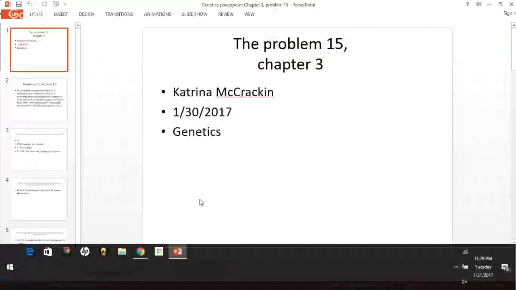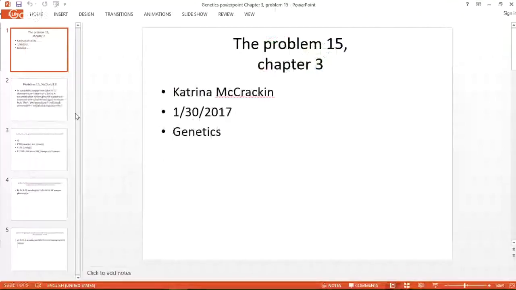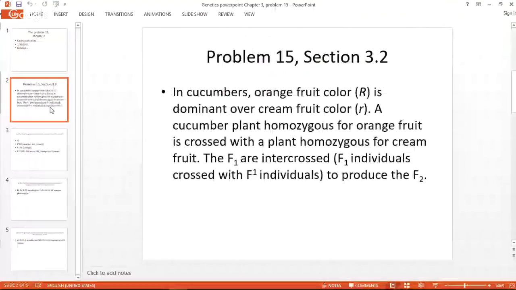Okay, I will be presenting problem 15 for chapter 3, section 3.2. In cucumbers, the orange fruit color is dominant, which is big R, and the cream fruit color is recessive, which is small r. The cucumber plant homozygous for orange fruit, big R, is crossed with the plant homozygous for cream fruit, which would be small r. The F1 are intercrossed, F1 individuals crossed with F1 individuals, to produce F2.